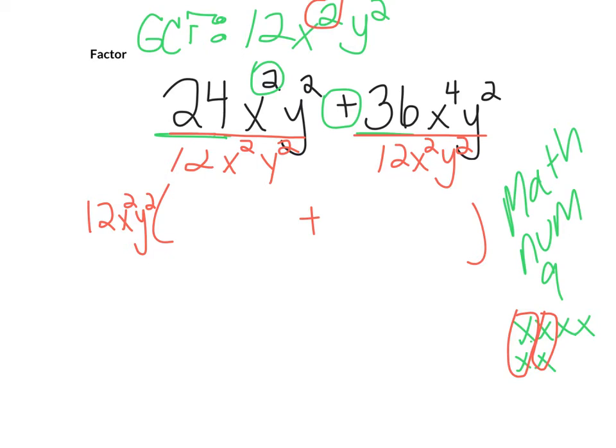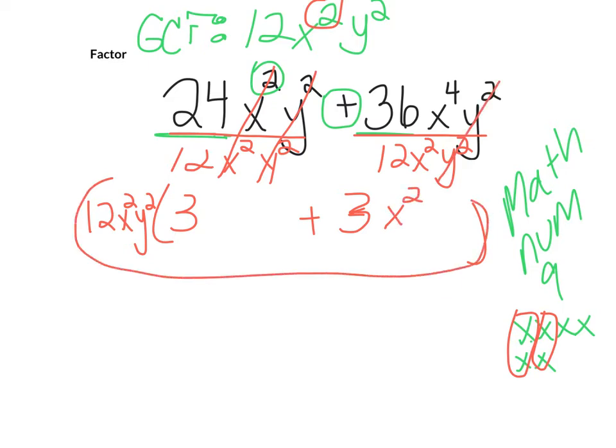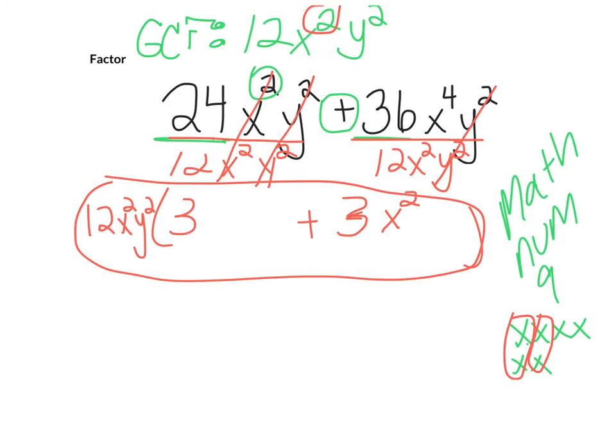24 divided by 12 is going to give me 2. X squared and x squared will go bye-bye. Y squared and y squared will go bye-bye, so I'm left with 2. On the other side, 36 divided by 12 is 3. X to the fourth divided by x squared, when you subtract the exponents, is going to give me x squared. And y is going to go bye-bye. So here is my final answer. 12x squared y squared times 2 plus 3x squared.